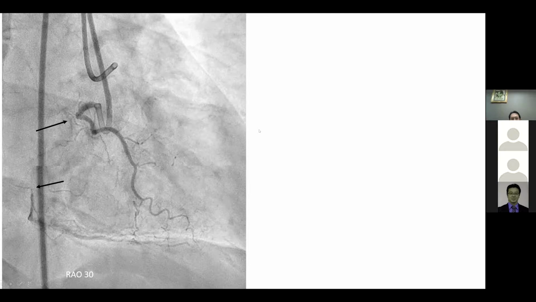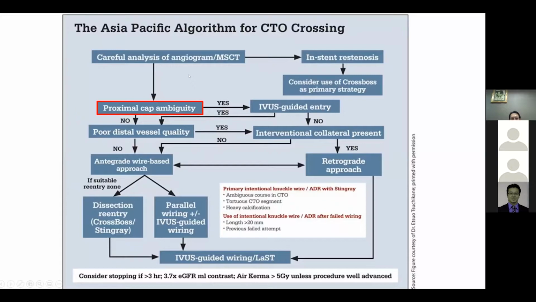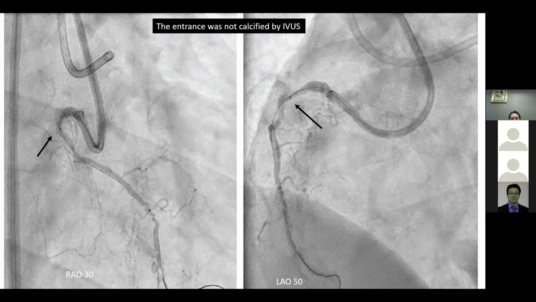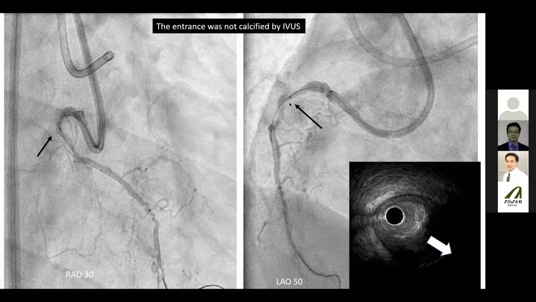So this is the proximal cap ambiguity. When we go through this flowchart, IVUS guided entry is required. Okay, this is the IVUS marking. This is the aerial view. This is the Terumo system. By the IVUS, the entrance of the CTO is not so calcified. It's relatively severe fibrotic here.